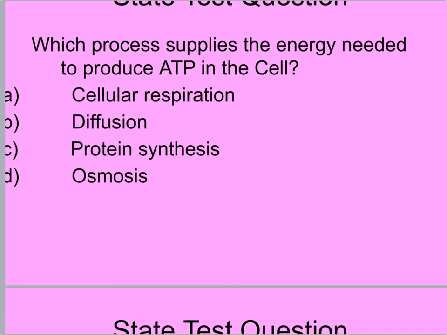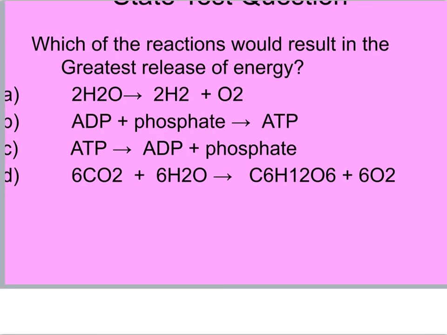Which process supplies the energy needed to produce ATP in the cell? So if you need the energy to produce ATP, producing ATP is going to be cellular respiration. Which of the reactions would result in the greatest release of energy? Okay, so if you're thinking about energy, hopefully you're thinking about ATP. So you would eliminate these two choices. Now, if you recall, releasing energy is breaking bonds. So in this choice, we have ATP, and we broke the bond, so then that released energy. So this is going to be the best choice.